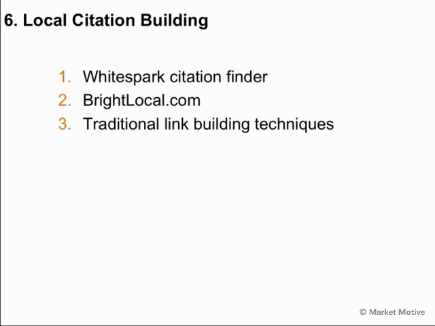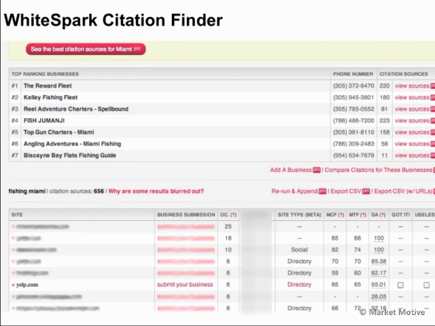But citations are important. Listing that name, address, phone number, as well as your website has become important to these citations. So we can find the ones that are most important in a category or in a geolocation based on looking at our competitors. And we can do that with the Whitespark citation finder. You can see in this case I typed in Miami fishing. It gave me the top 7 search results, and it said how many citations each one of those had.